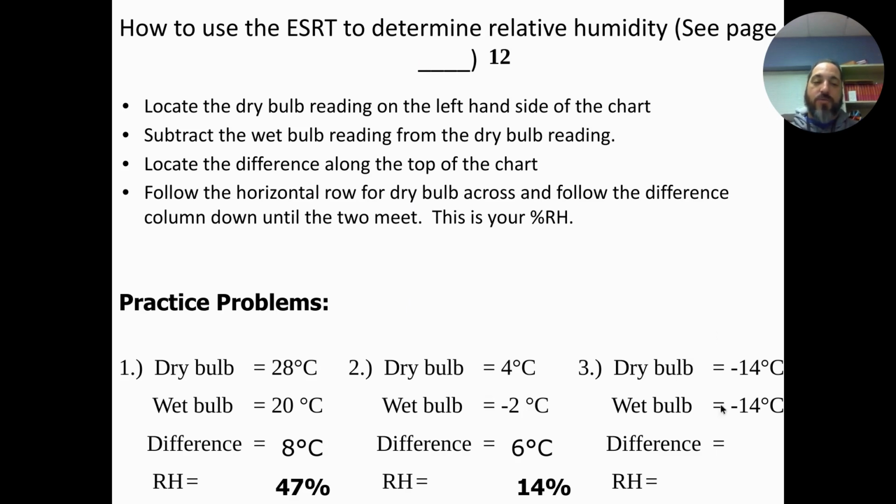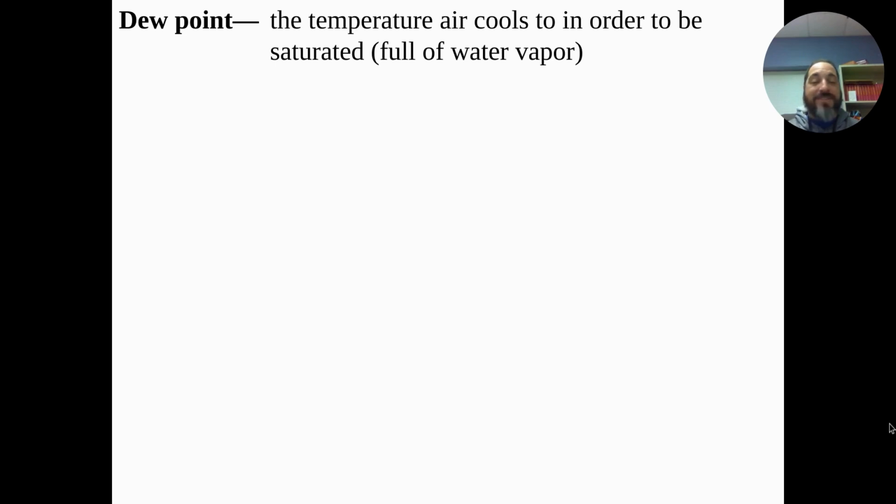All right, now this one, dry bulb and wet bulb, they are the same number. Our difference is going to be 0. Remember what I said about ones that are 0. It's going to be 100%. If those two numbers are equal to each other, our dry bulb is equal to our wet bulb, it's going to be 100% humidity. That means the air is full.